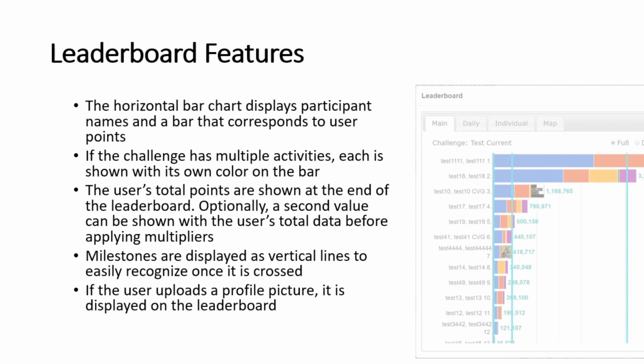This is particularly helpful when there are multiple activities in your challenge and you want to weight some activities higher than others. If multiple activities are used, each will display in its own color on the leaderboard. Milestones are displayed as vertical lines to easily identify if they have been crossed by a participant. The user or team picture will be shown on the leaderboard if it was uploaded.